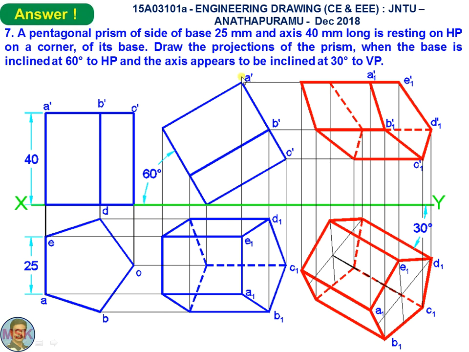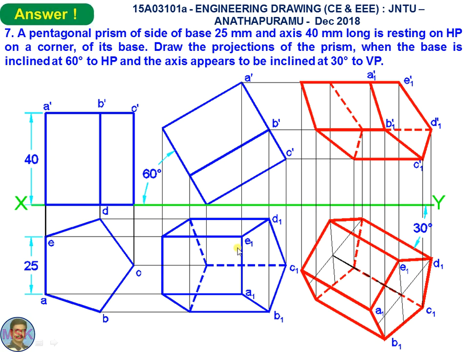For this observer, this top face is clearly visible. This base is not visible. So in the top view, the top face points, all 5 points, are completely visible. Some points are hidden when it comes to the base. Then you have to tilt this solid such that the axis appears to be inclined at an angle of 30 degrees to VP. Here the axis as well as the vertical edges are parallel.